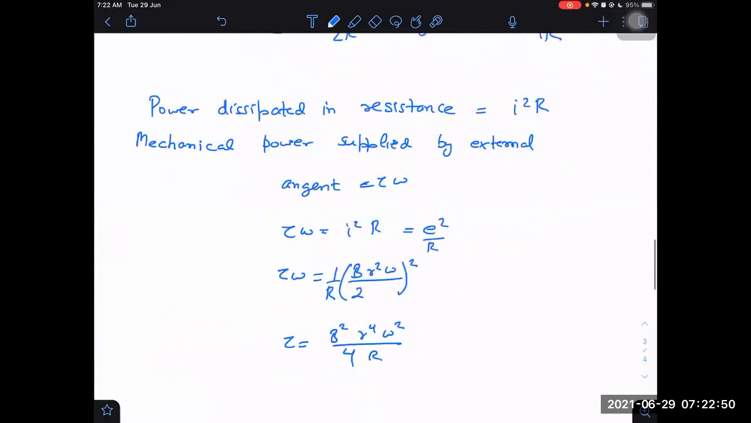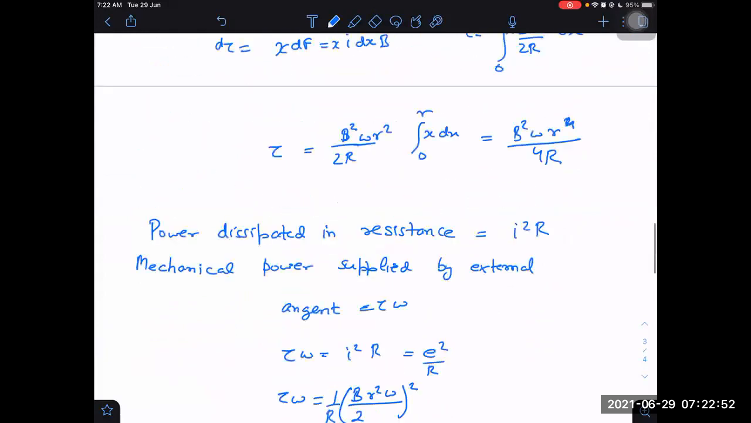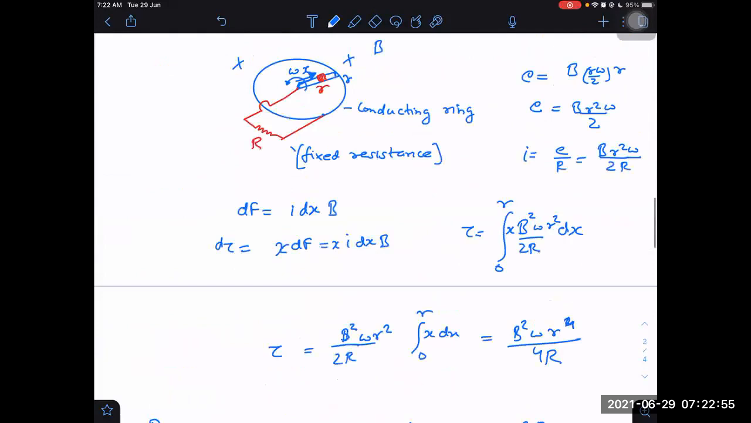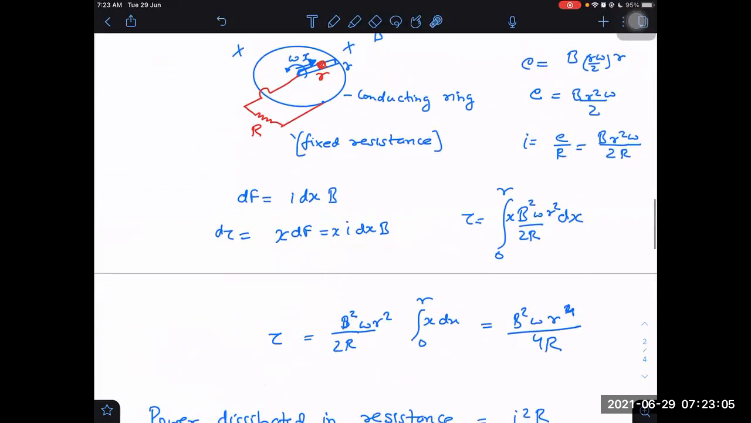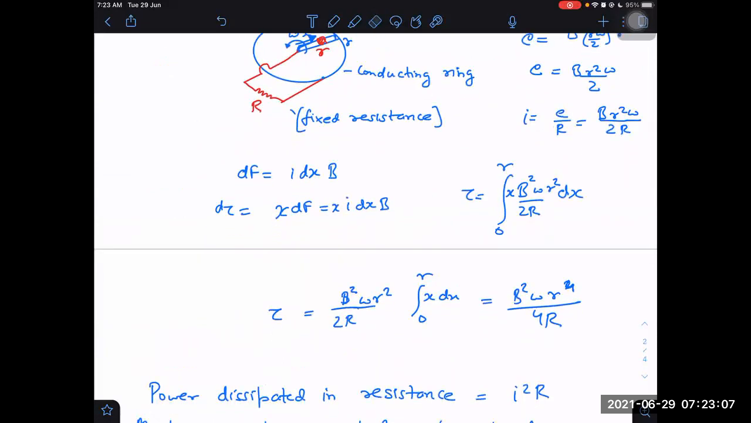I'm getting the same. So sometimes this mistake was there when I was taking x. X was representing the distance of this element from the center, but r is the total radius. So there is a slight difference, right? Understood? Yes, sir. Right. Be careful about this in the future.